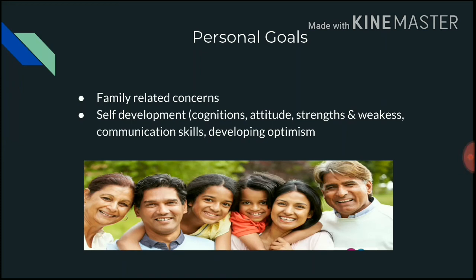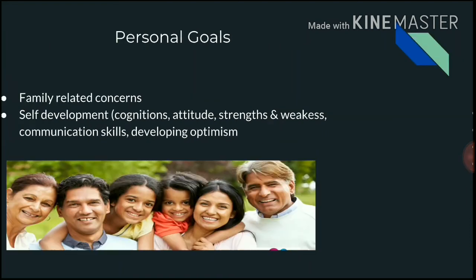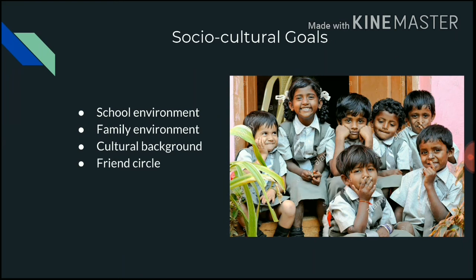All right. So, as of now, we've looked at the academic goals and the personal goals. Now, moving on to the third quarter that we had, and that's the socio-cultural goals. Now, as important as academic and personal goals might be, socio-cultural goals become very important and very essential to be considered. And these are quite self-explanatory as well. So if you look at the 4 pointers, we are looking at the school environment, we're looking at the family environment, we're looking at the cultural background, and we're looking at their friend circle.